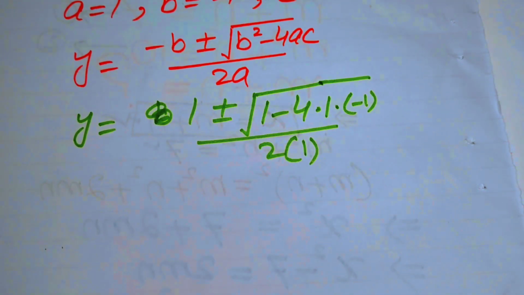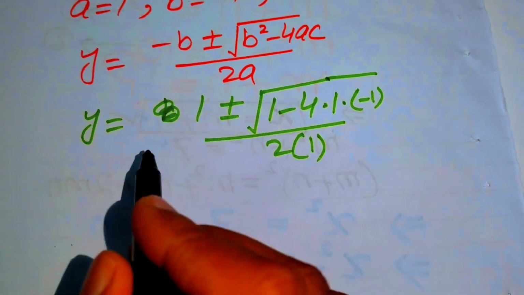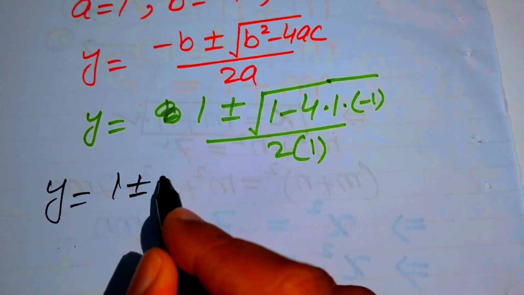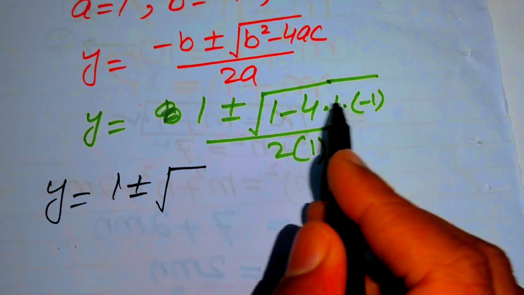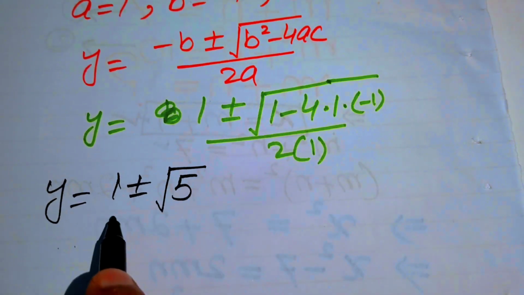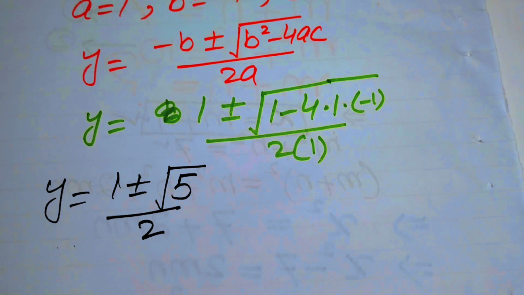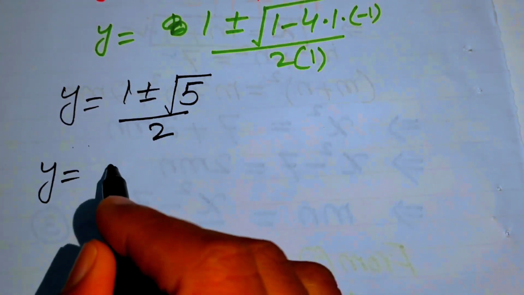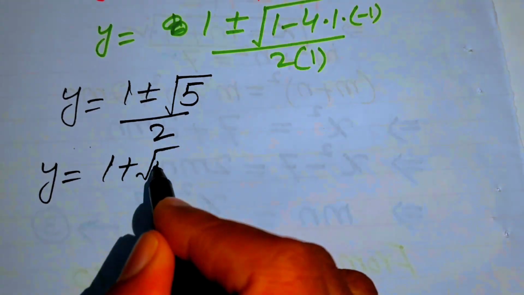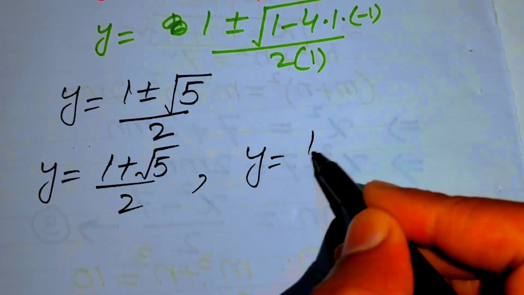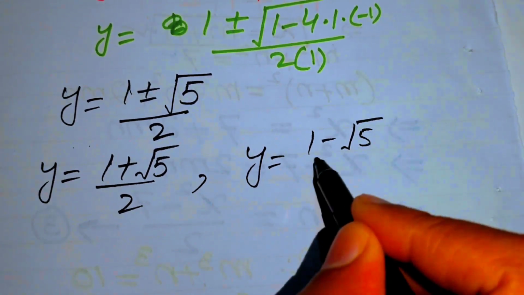And now here we make a little bit of simplification, and we write it as y equals to 1 plus minus square root of, here you have minus minus plus, and 1 plus 4 becomes 5, divided by 2. So that we have two cases. The first case is we write y equals to the positive term, which is 1 plus square root of 5 by 2, and in the second case we write the negative term, which is 1 minus square root 5 over 2.